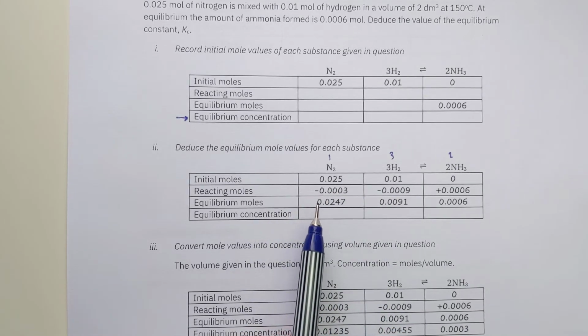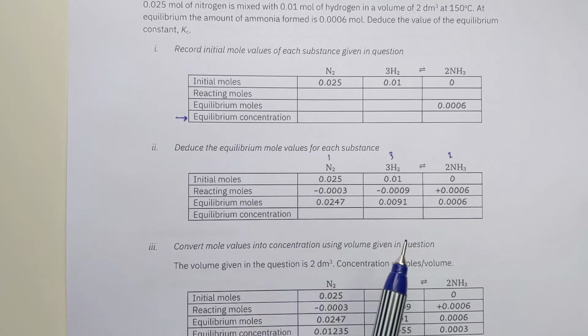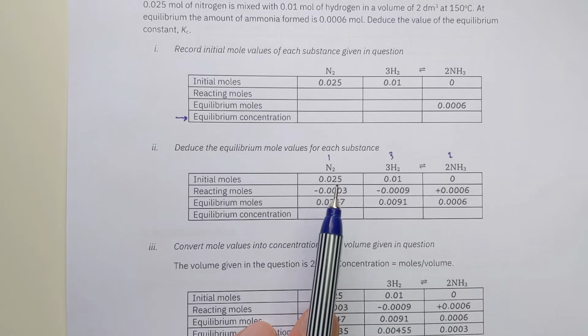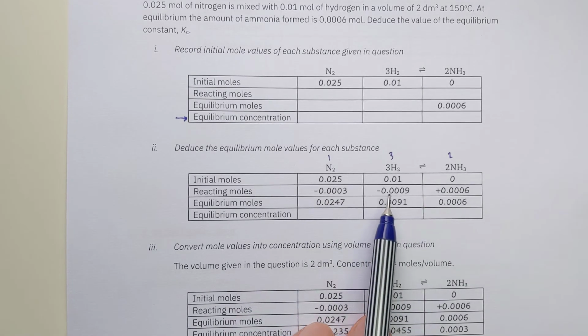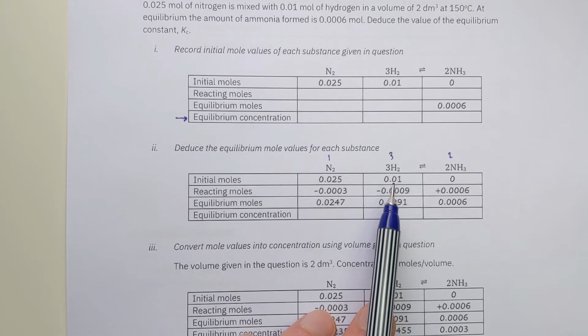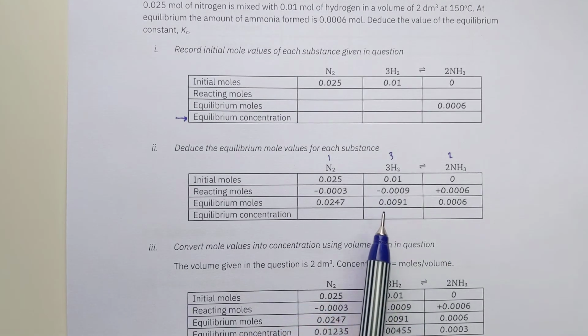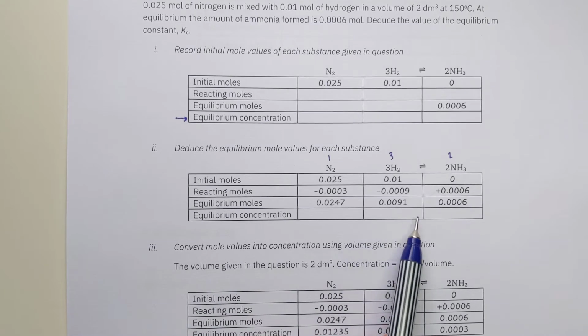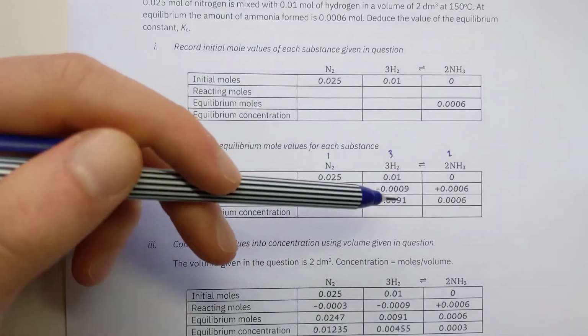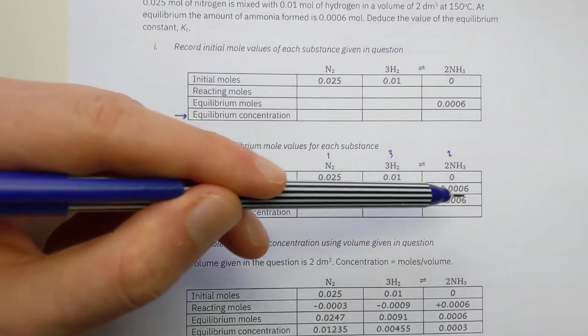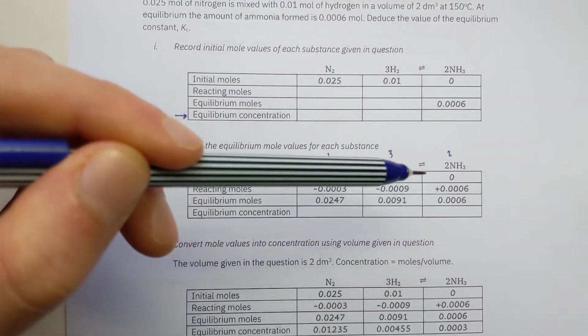How I work out what I've got at equilibrium is I subtract that reacting moles value from the initial moles value. So 0.003 taken away from 0.025 gives me this value, and 0.009 taken away from 0.01 gives me 0.0091. Lots of numbers there. And that's pretty much most of the working out. That's the hard bit of this calculation: doing that deduction or logical thinking to work out what the equilibrium moles are.